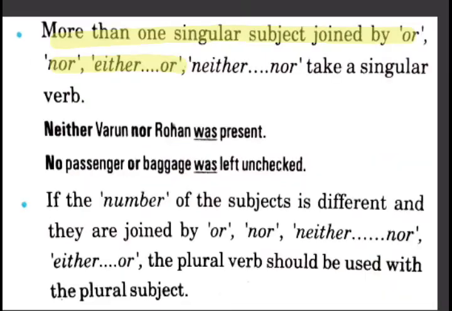Okay. Now when more than one singular subject is joined by or, nor, either or, neither nor, in these cases we use a singular verb. For example, neither Varun nor Rohan was present. So we are using singular verb was. No passenger or baggage was left unchecked. With or we are using singular verb. So with these words we use singular verb.